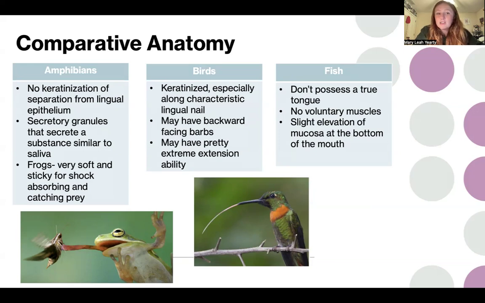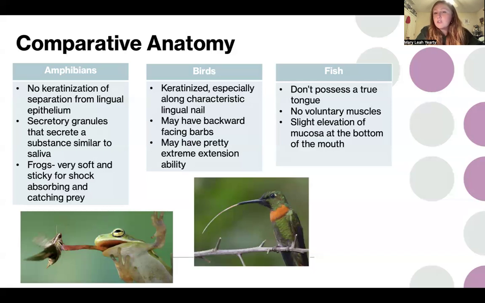In birds, they are keratinized, especially along the lingual nail, which is kind of a ridge. Many also have backward-facing barbs to aid in transporting that food down the esophagus. And some of them have a pretty extreme extension ability. So you can see in this photo of this hummingbird below, we know that's how they eat by getting nectar from flowers. So that is just another functional adaptation of the tongue.